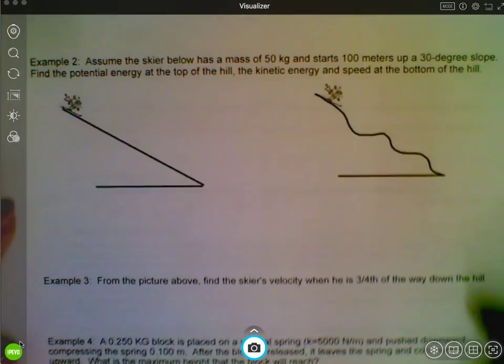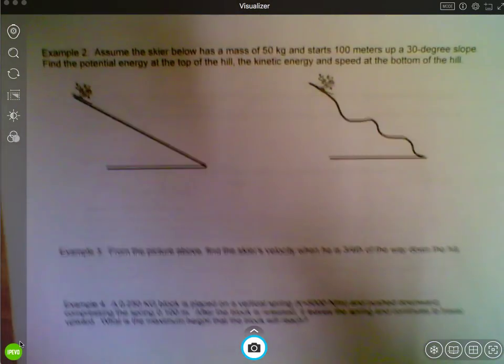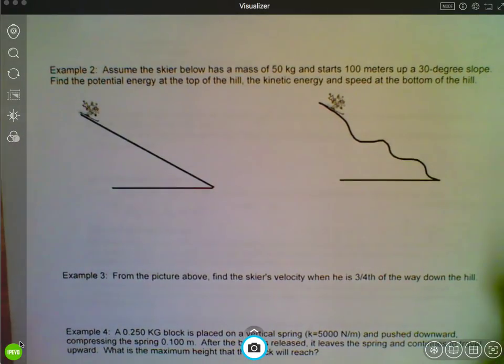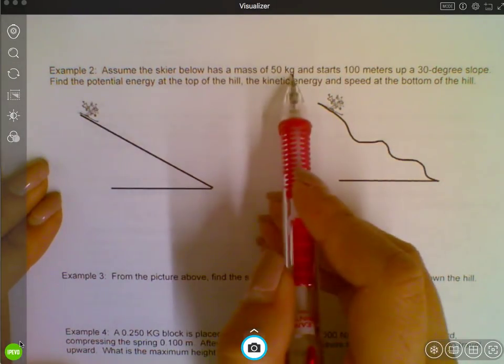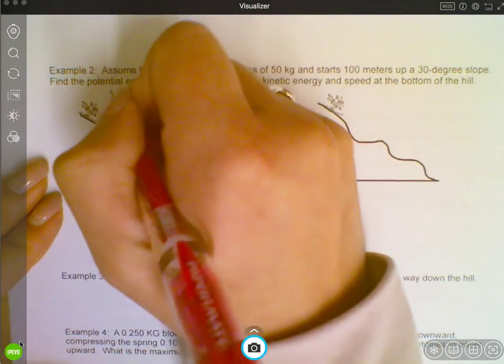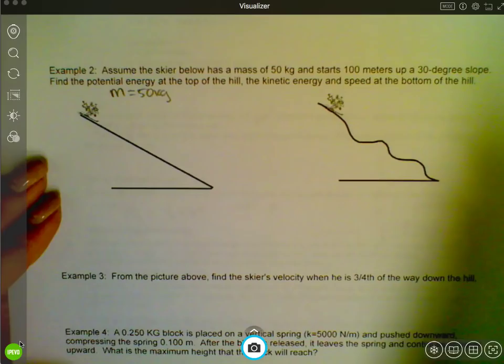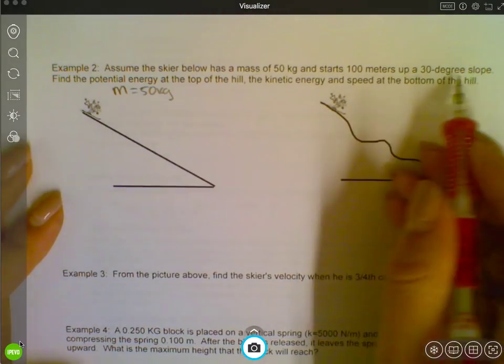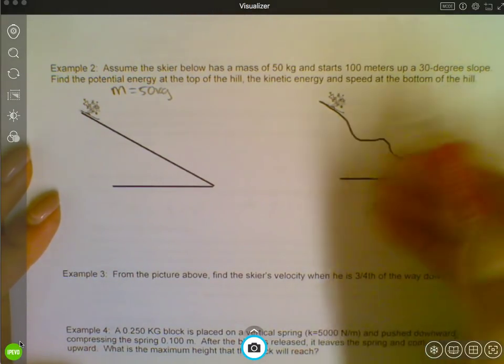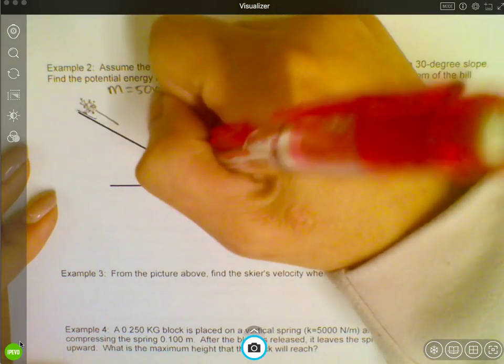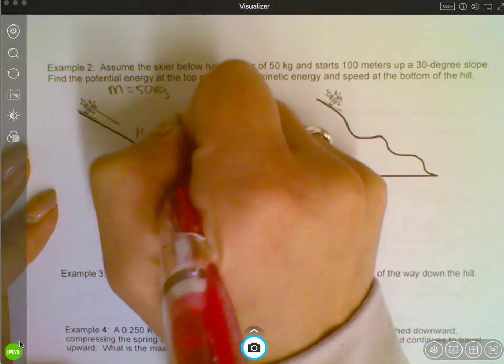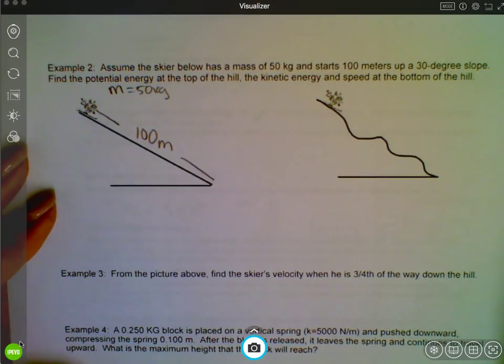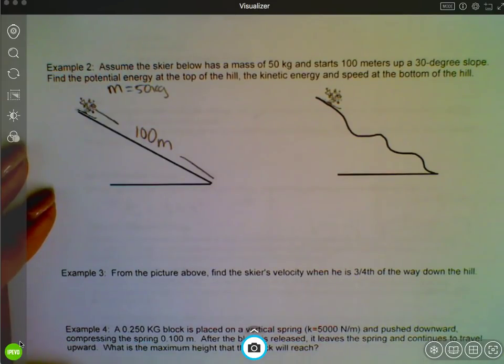All right, so go to the next page here. I'm going to show you a couple examples of how we're going to use this. Assume the skier below has a mass of 50 kilograms, so let's write that down, and starts 100 meters up a 30-degree slope. They're saying that this distance here is 100 meters. Find the potential energy at the top of the hill, the kinetic energy, and the speed at the bottom.